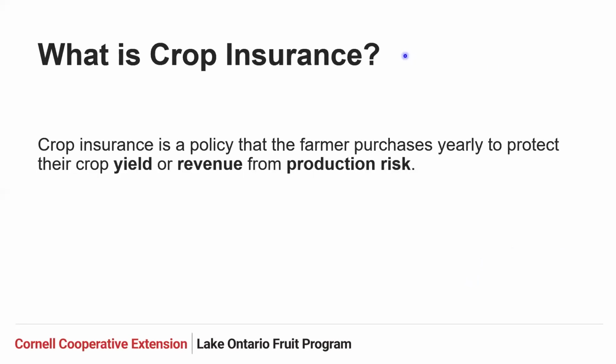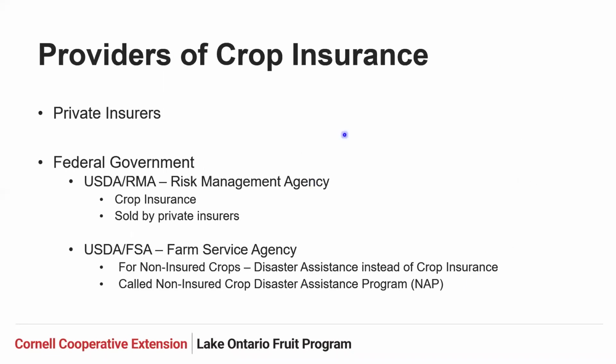What is crop insurance? Crop insurance is a policy that the farmer purchases yearly to protect their crop yield or revenue from production risk. Who are the providers of crop insurance? There are two fundamentally different providers of crop insurance: private insurance companies and the U.S. government.